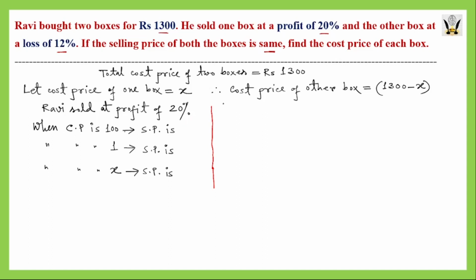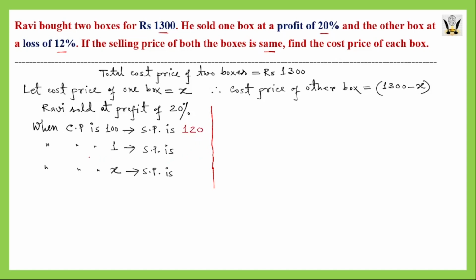So the first box Ravi sold at a profit of 20%. 20% profit means, what we understand is, if the cost price of the box is 100, then the selling price of that box will be 20 more than that 100. So it will be 100 plus 20, 120 rupees. So the selling price of that box will be 120.